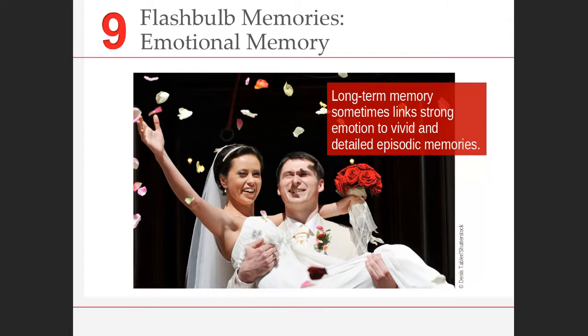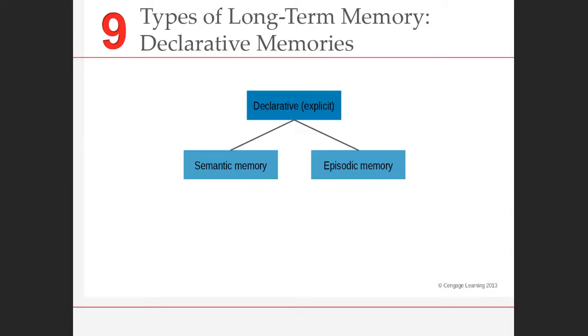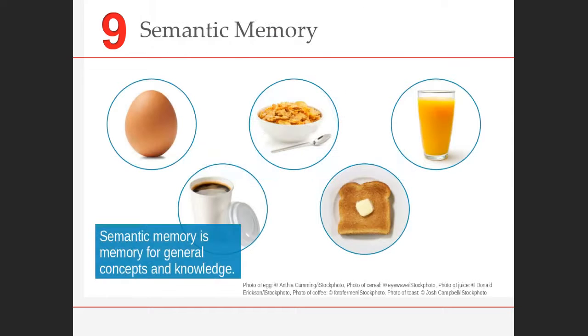So the different types of long-term memory: there's declarative, which is explicit memory, and we have 2 types there, semantic and episodic. Semantic memories are memories for general knowledge and concepts. In what I have up here, these are different breakfast foods. So that would be stored in our semantic memory.